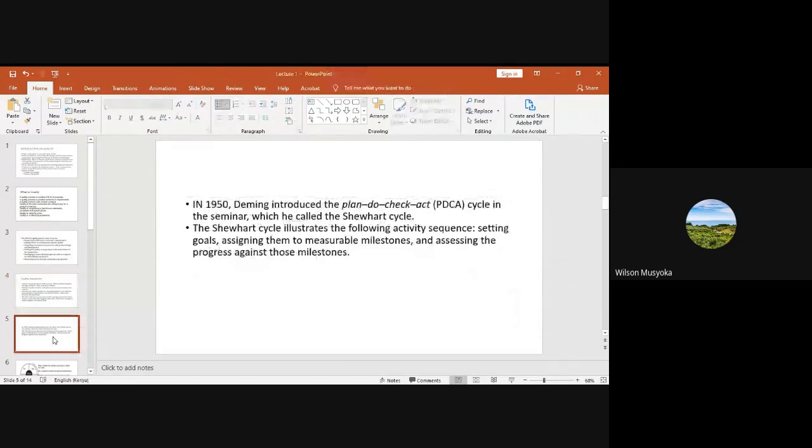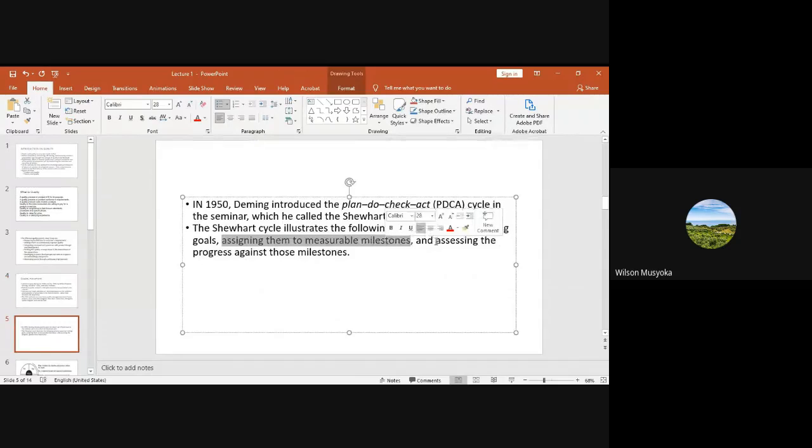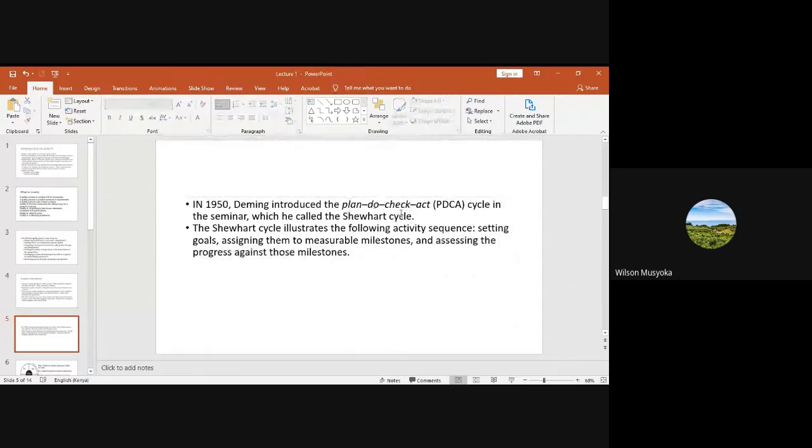In 1950, William Deming introduced the PDCA cycle, or the Plan, Do, Check, Act tool, which he called the Shewhart cycle. This one is normally used to illustrate the activity sequence, whereby you have to set goals when you want to provide a solution or to develop a system. You have to set the goals, then assign them measurable milestones. Once you have assigned measurable milestones, you assess progress of those milestones. That way you are able to plan, do, check, and then act once you have assessed.